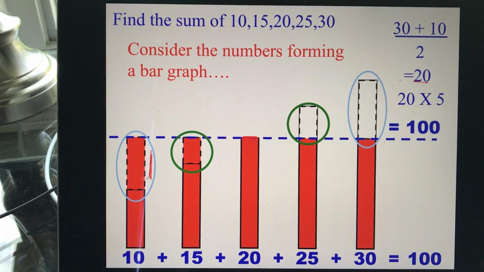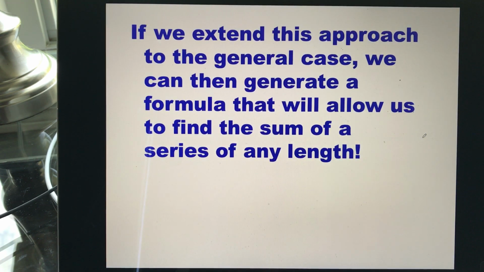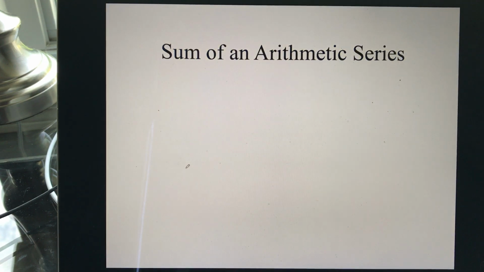And then I'm saying they're all basically 20, and there's 5 things, 1, 2, 3, 4, 5. So they're all 20. If I add them all up, I get to my 100. That's what the formula is sort of doing, which is kind of interesting. Now, if we extend this approach to the general case, we're going to be able to generate a formula that's going to allow us to find the sum of any series.